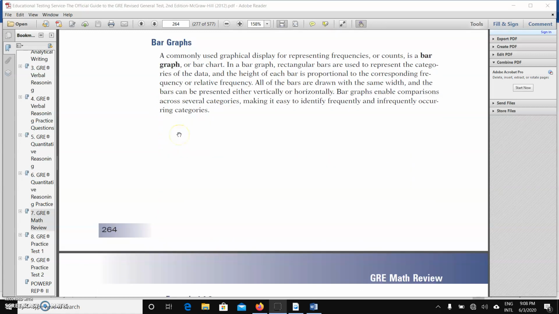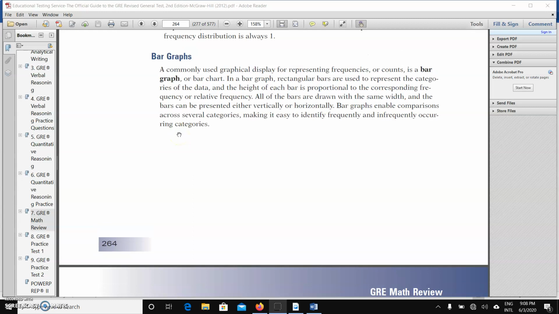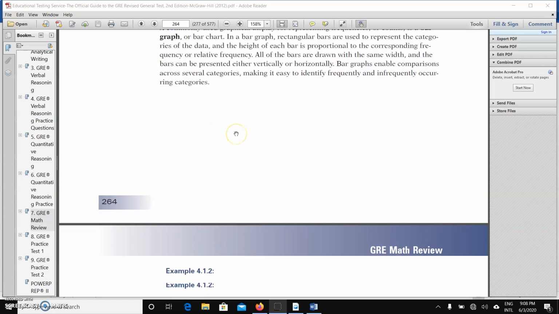Now, bar chart. A bar chart is just another way of representing data, information. You understand?